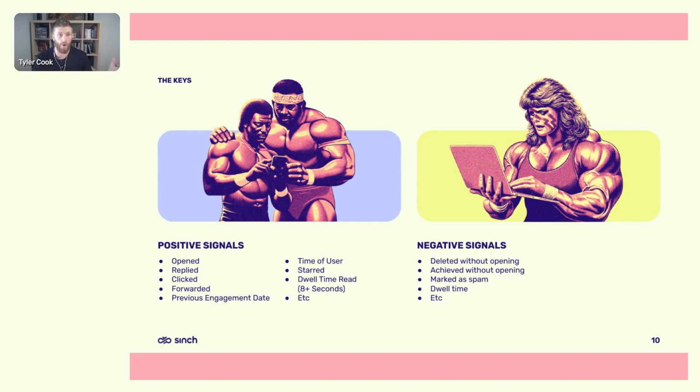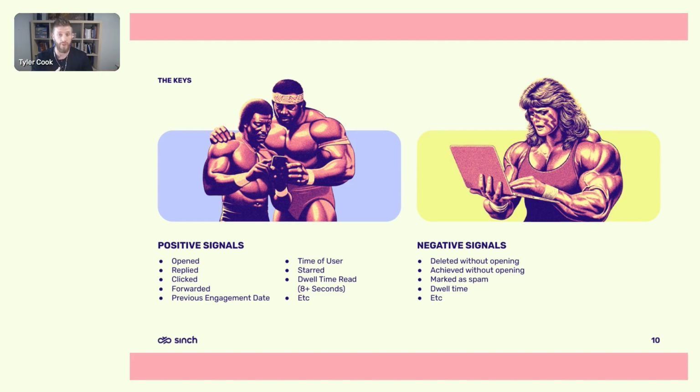So what are those positive signals? Well, we don't know the algorithms specifically, but there are things that we have tested, that we have seen, and can consider a positive signal. So those positive signals would be emails opened by the subscriber, emails replied, emails clicked, emails forwarded, even previous engagement date. So if you're sending 3 emails in a week and a subscriber opens all 3 of those emails, that is a big positive signal that your content is important and relevant to that subscriber.